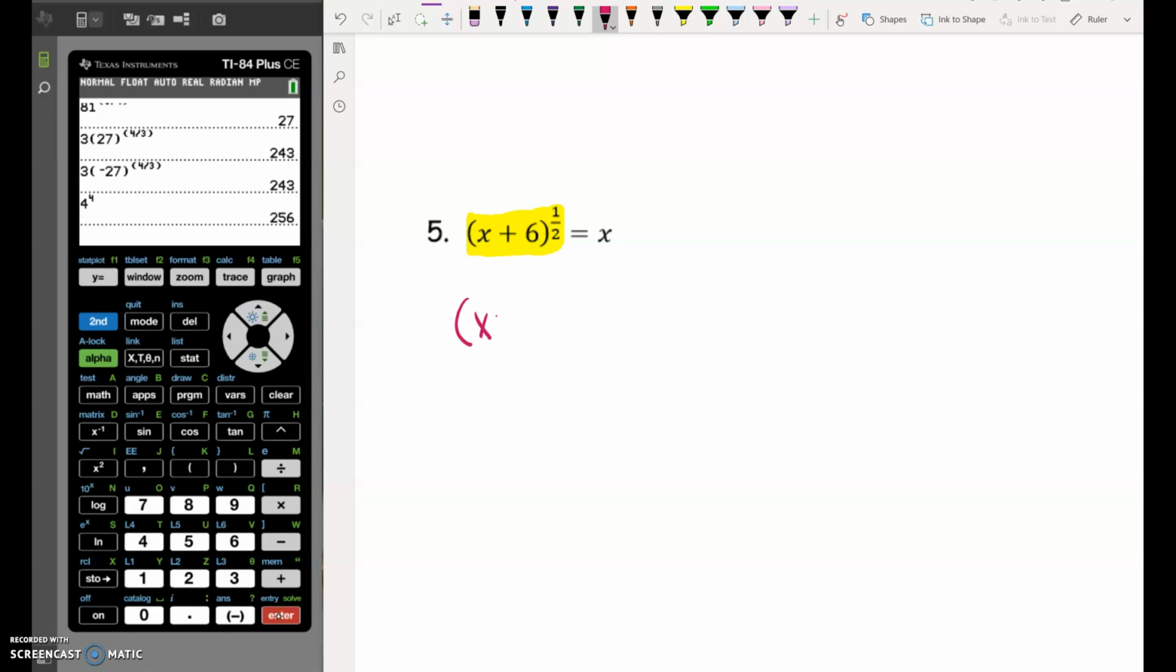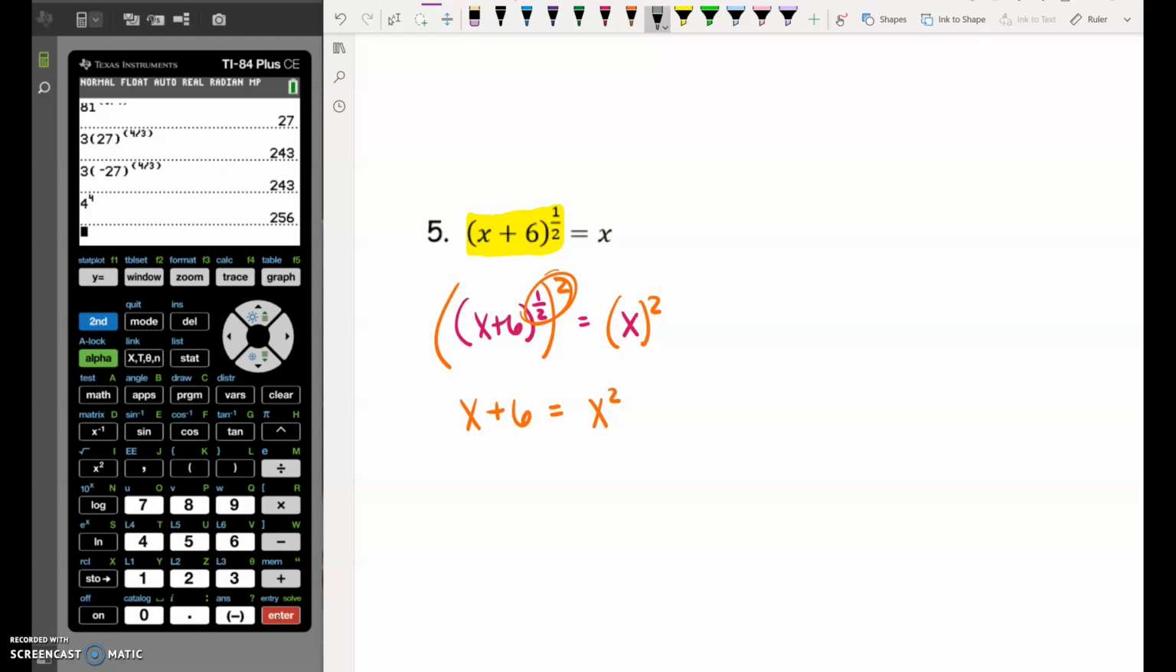So we have x plus 6 to the 1/2 equals x. I'm going to raise both sides to the reciprocal of 1/2, which is 2. That gives me x plus 6. Good news here, we don't have to FOIL this because the 2 and the 1/2 cancel each other out, and we just have x plus 6. On the other side, we have x squared.